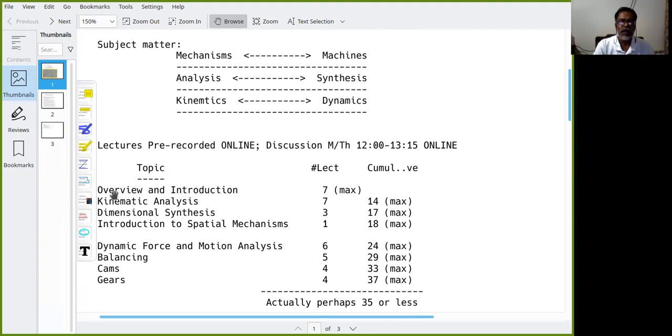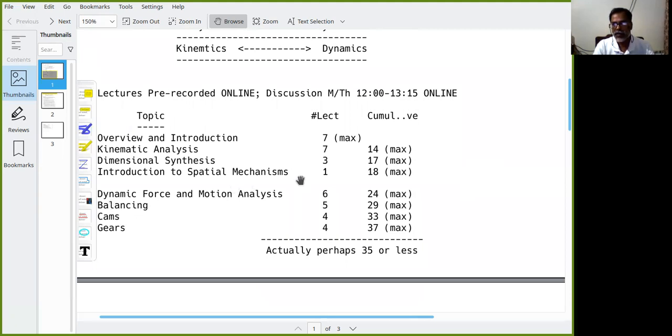So these are the topics of the course, overview and introduction. This is actually quite big. Most of the basics, it will take at most 7 lectures. Then kinematic analysis, which is also quite big. That may take another 7 lectures, making the cumulative number of lectures up to this point as 14 at most. Then dimensional synthesis, I'll cover very little of it. And then introduction to spatial mechanisms, if possible, I'll give one. And this one lecture may be given here or may be given towards the end of the semester. Either way, it is possible. Most probably, it will be given at the end of the semester.